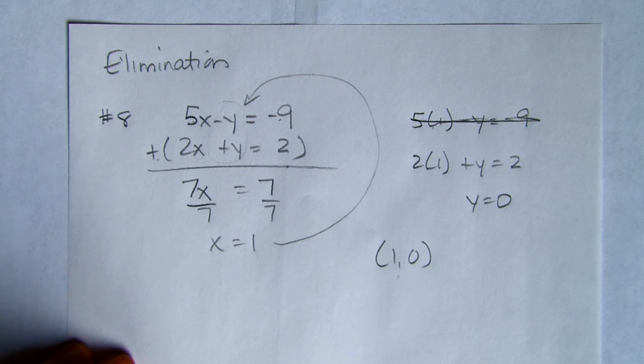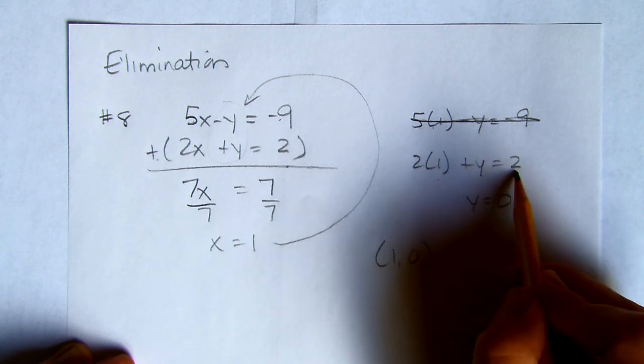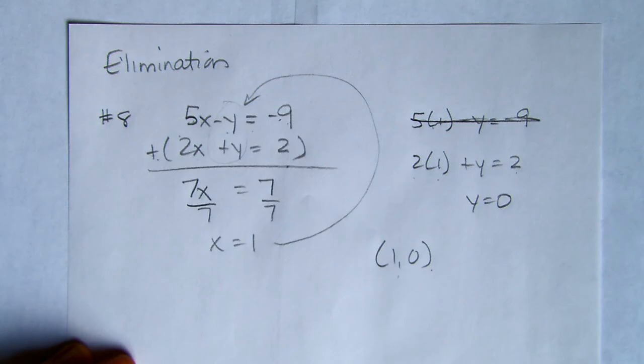That can't be right. 2 times 1 plus y is 2. 5 minus 2 is not negative 9.